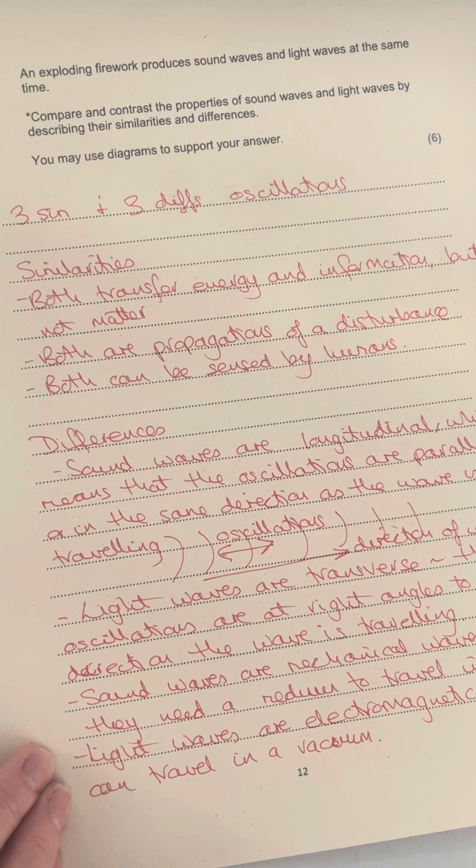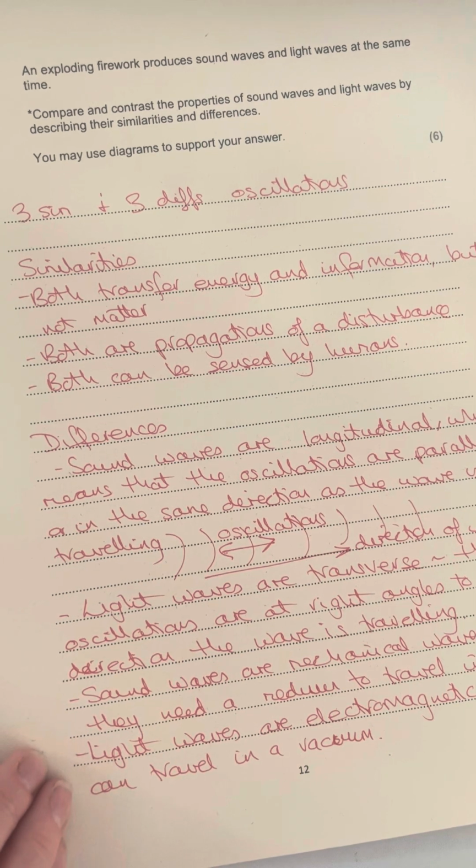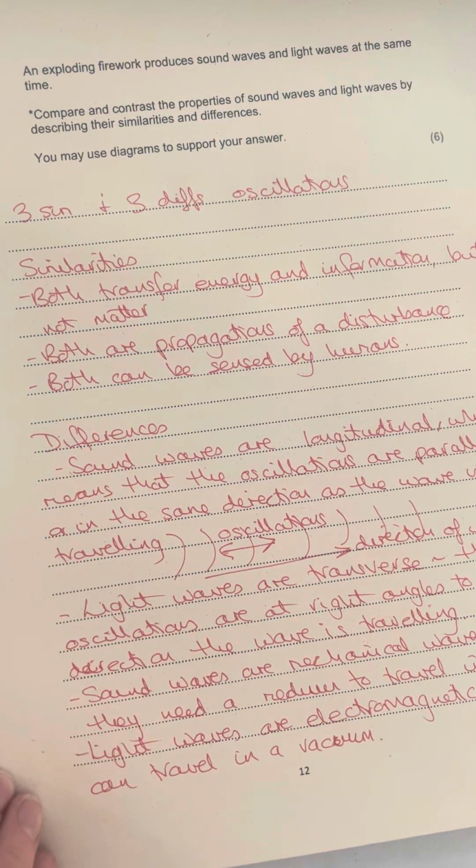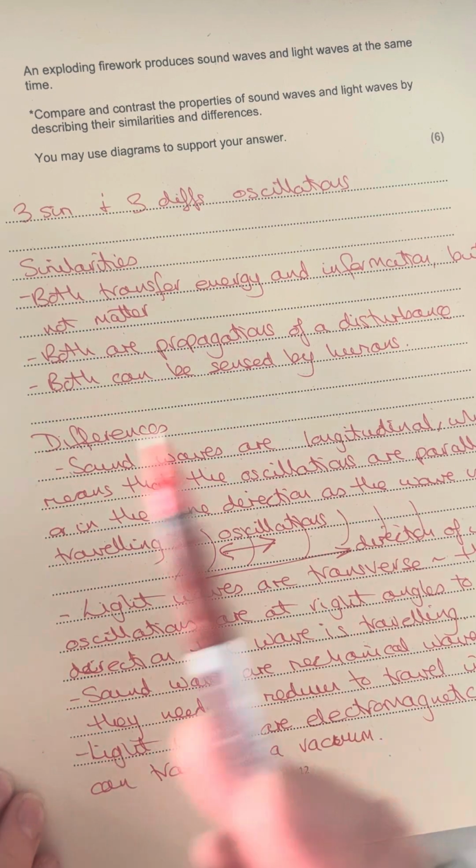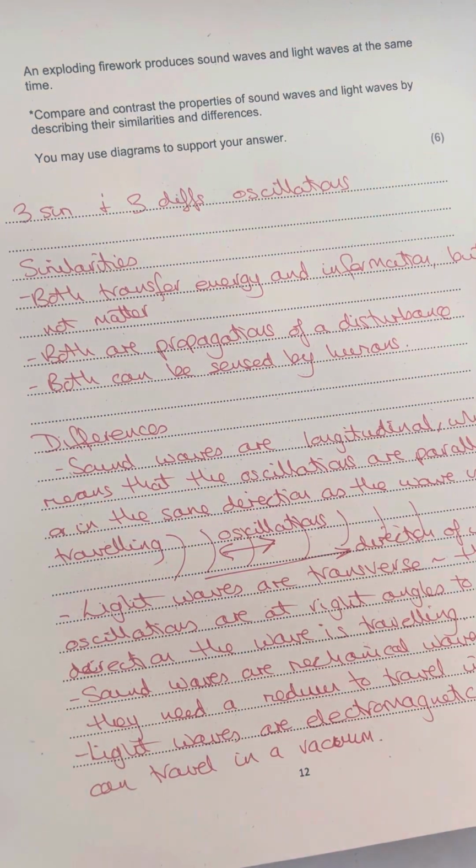Sound can travel through some objects that light can't travel through. Sound is produced by vibrating objects. If you have a look at the mark scheme, which is on the same page as these videos, you should be able to find lots more differences. But those are the key ones that are going to get you that 6 marks.